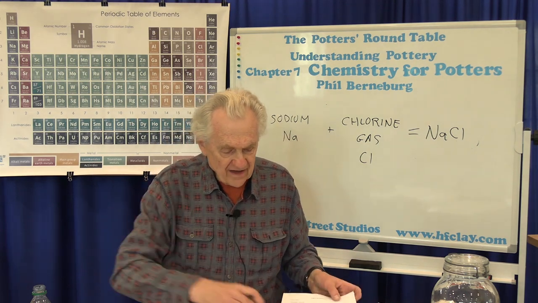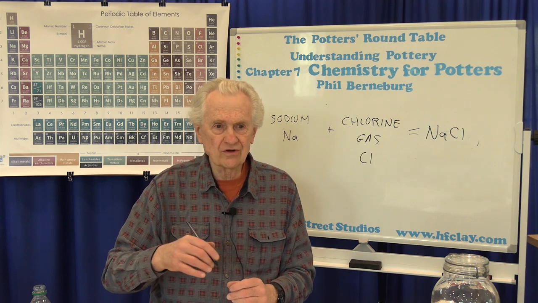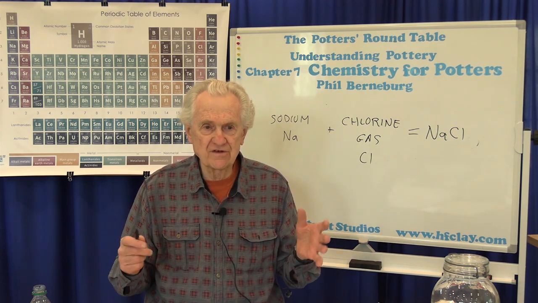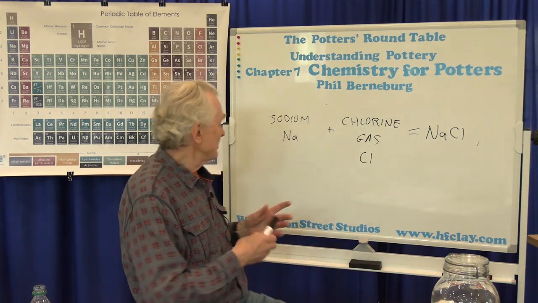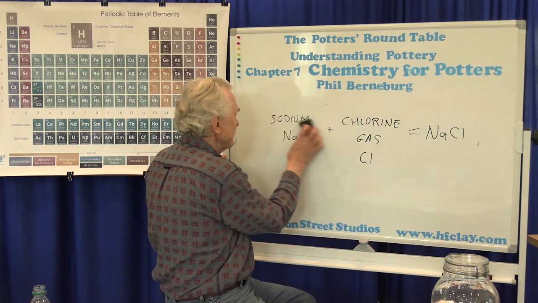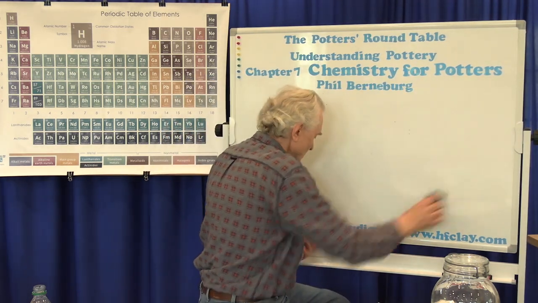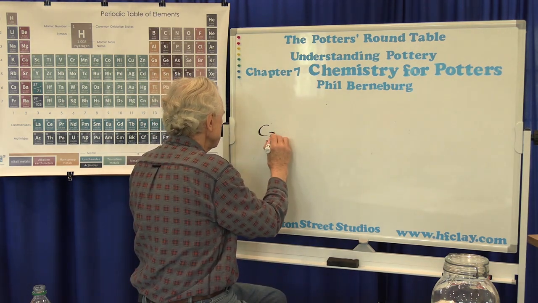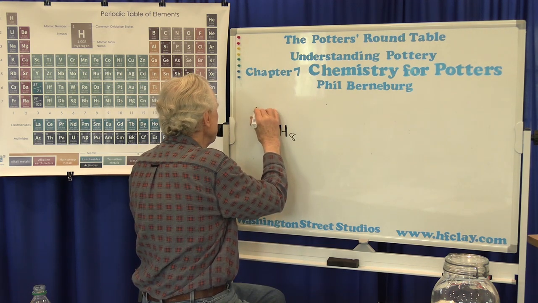And then if I'm firing in a kiln where I'm burning a fuel, coal or wood or oil, then the actual burning of the fuel involves a whole series of chemical reactions. For example, if I have a kiln and I'm firing it using propane, I can show you as an example what the chemical reaction looks like when you burn propane. The formula for propane, this is propane.